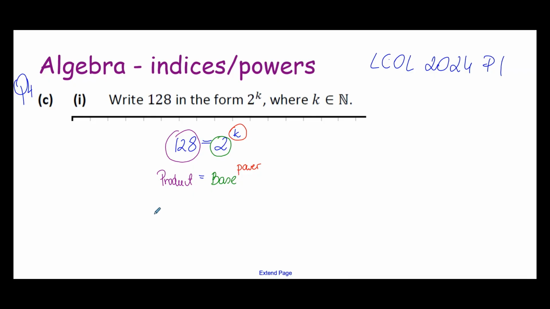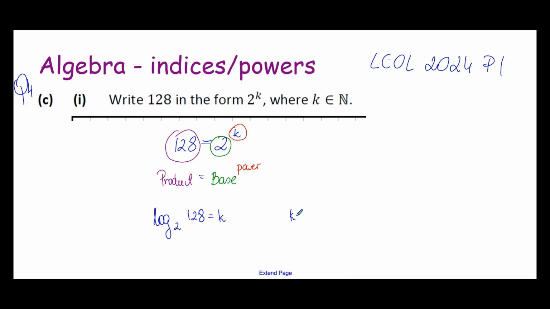In maths, when I'm looking for the power, I say log. That word means I am looking for a power. Of what base? 2. And of what product? 128. Basically, I'm saying I am looking for the power such that when I take 2 to that power, I get 128. That's how I will find the value of k. So how do we do that?